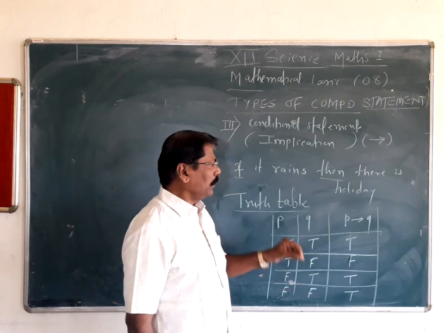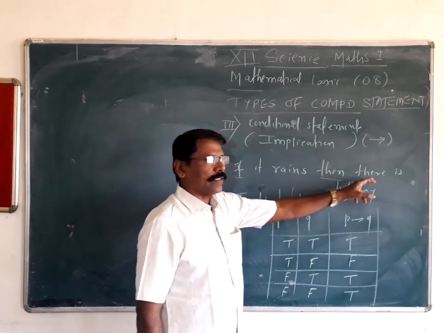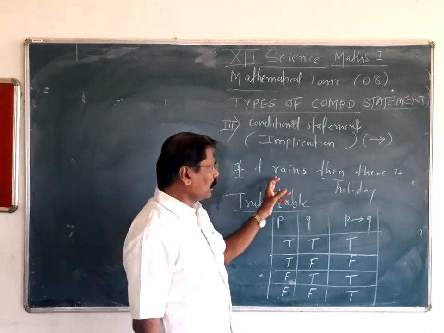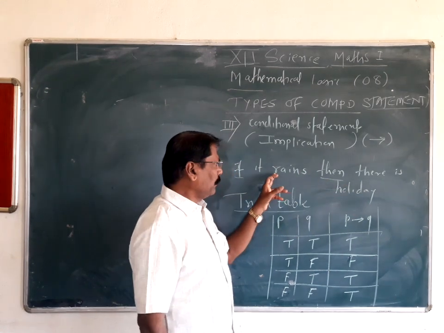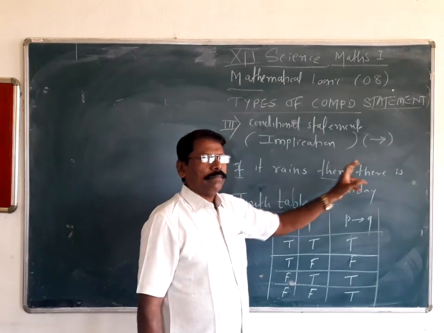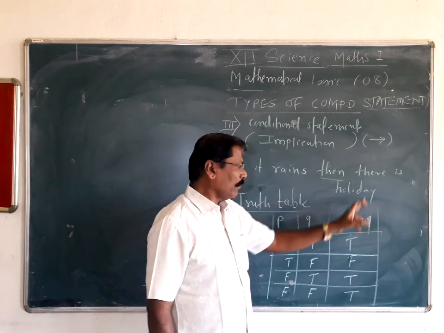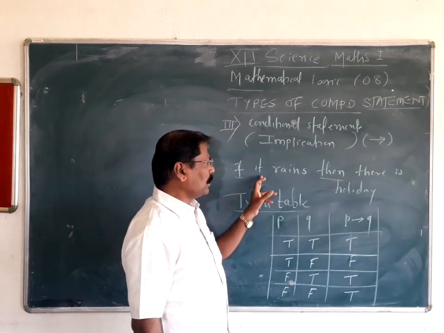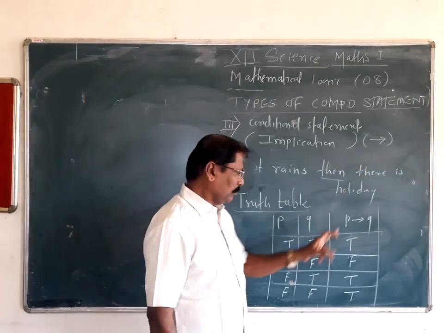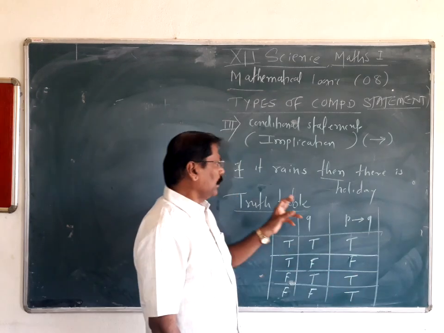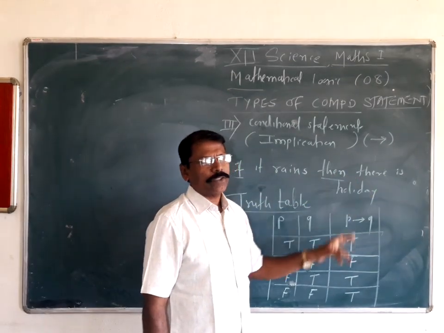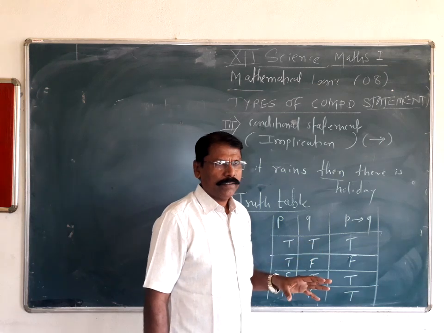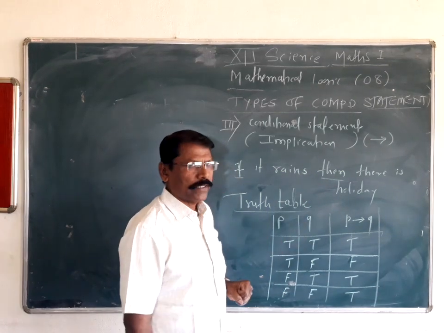It is very important. If it rains, then there is a holiday. So if this is true and this is true, then it will be true. If this is true, but there is no holiday, so that is false. If it is false and this is true, then it will be true. If this is false and this is also false, the whole statement is true. So this is the third type of compound statement.